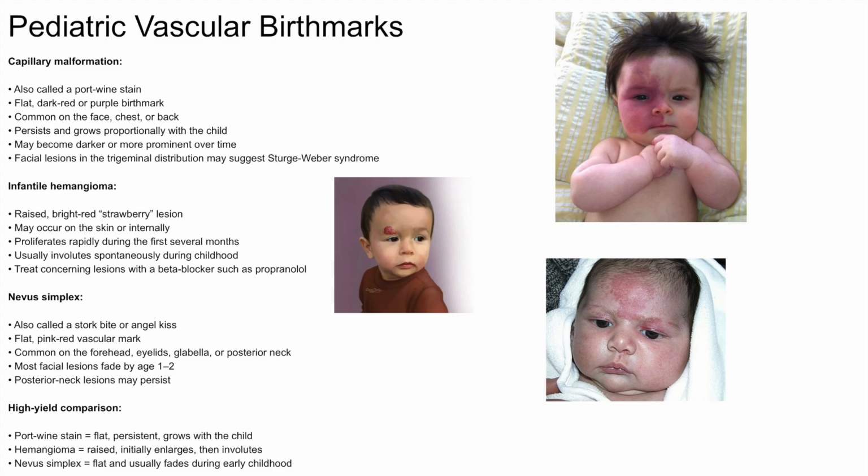In short, you've got port wine stains that persist, hemangiomas that grow and then involute, and then the nevus simplex, which usually fades.